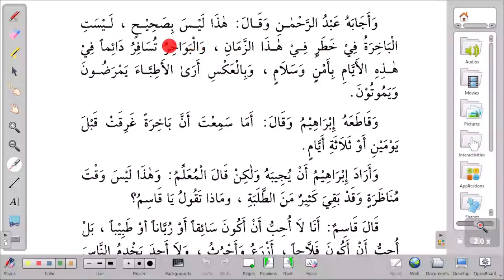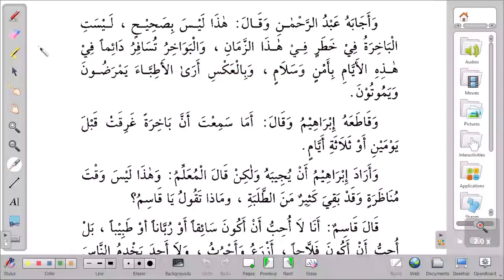وَالْبَوَاخِرُ, so this bawakhiru is the plural of bakhiratun. I just told you bakhiratun is the steamship, like here. Okay, the plural is bawakhir. So wal bawakhiru, and then the steamships, tusafiru, they travel daiman, always, fi hazihi al-ayyam, in these days, bi amnin wa salamin, in security and safety and peace. They travel these days with safety and peace.